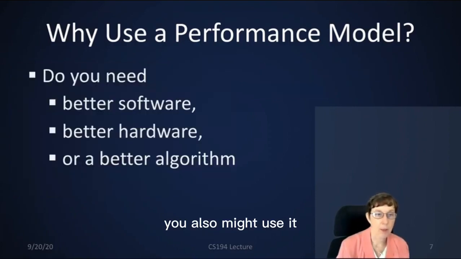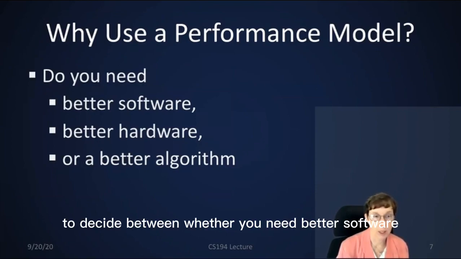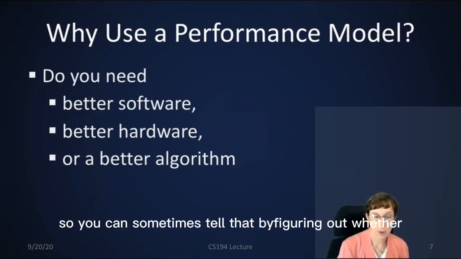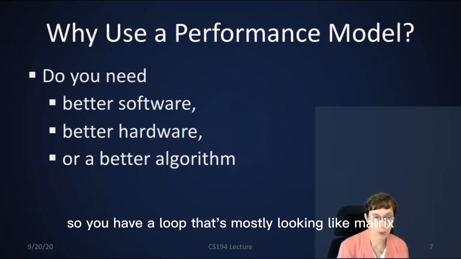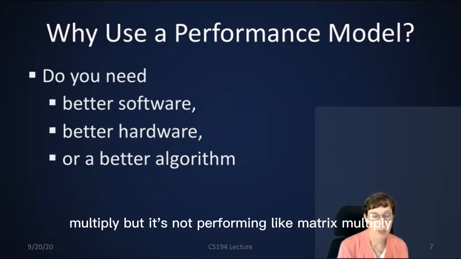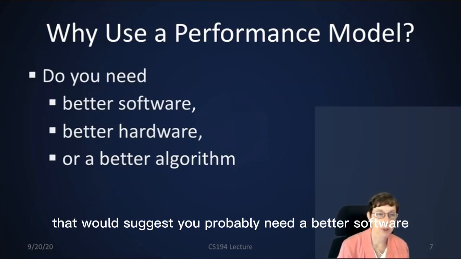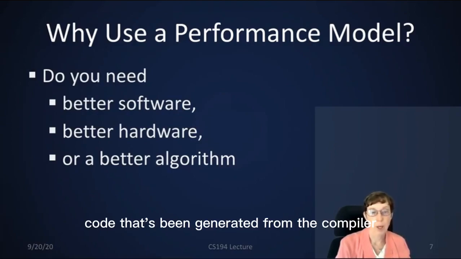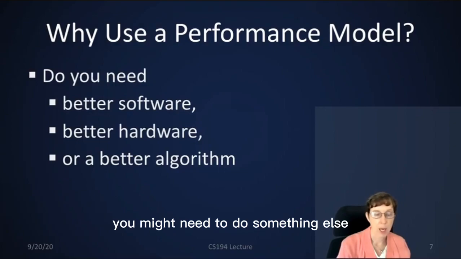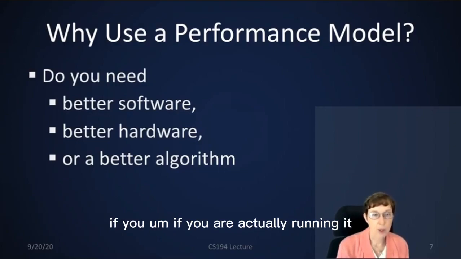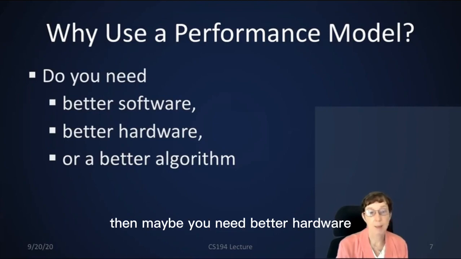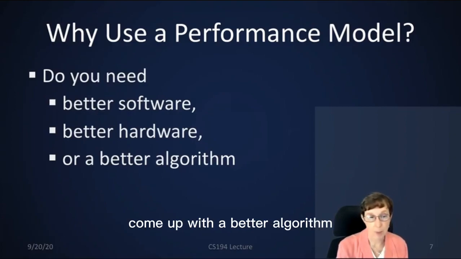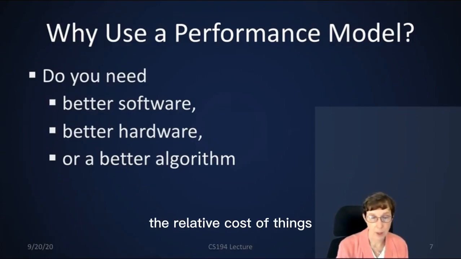So you also might use it to decide whether you need better software, a better implementation of your algorithm. You can sometimes tell that by figuring out whether you're doing something somewhat recognizable, so you have a loop that's mostly looking like matrix multiply, but it's not performing like matrix multiply, that would suggest you probably need better software. You either need better code that's being generated from the compiler, you might need to tile the loop, you might need to do something else. If you are actually running at something pretty close to the hardware performance, then maybe you need better hardware. Or if you've got the best hardware you can, maybe there's some way you can come up with a better algorithm so that you can change the relative cost of things.